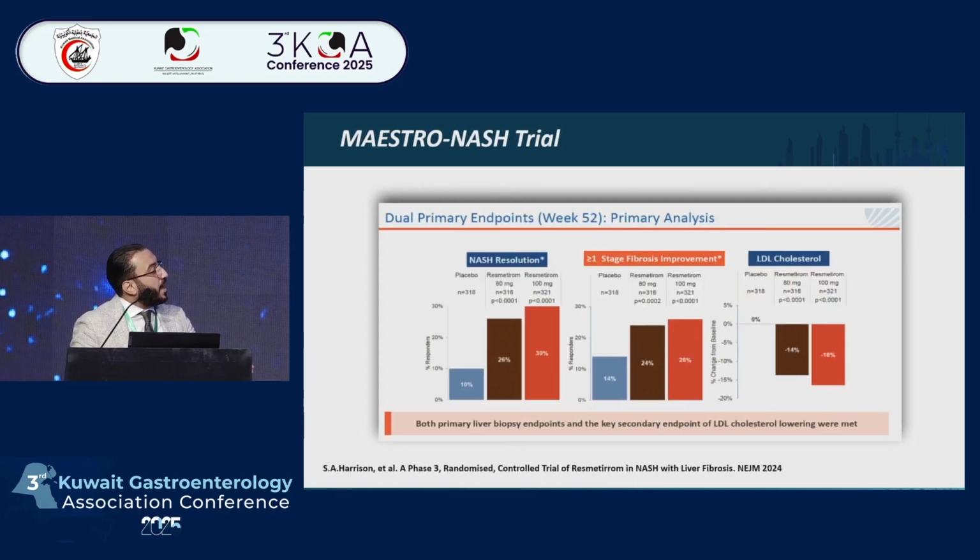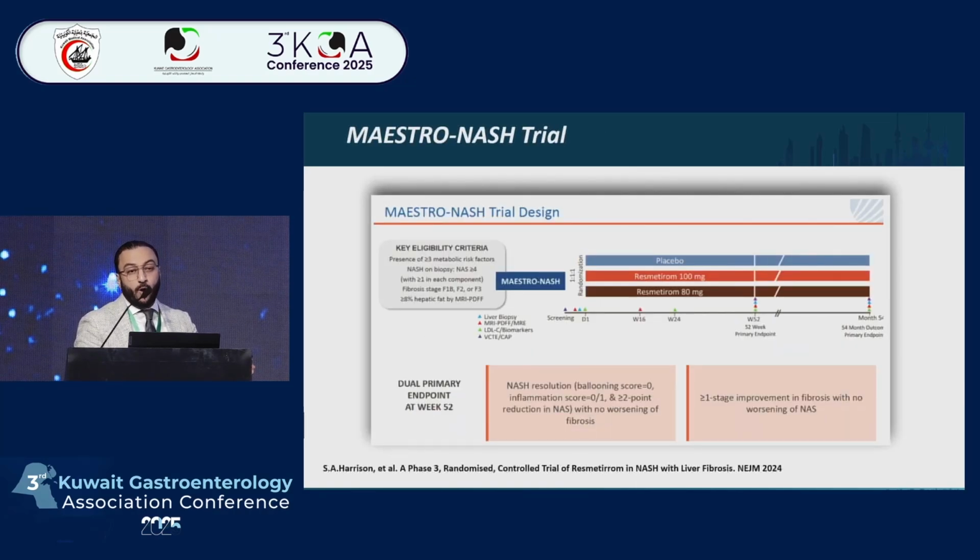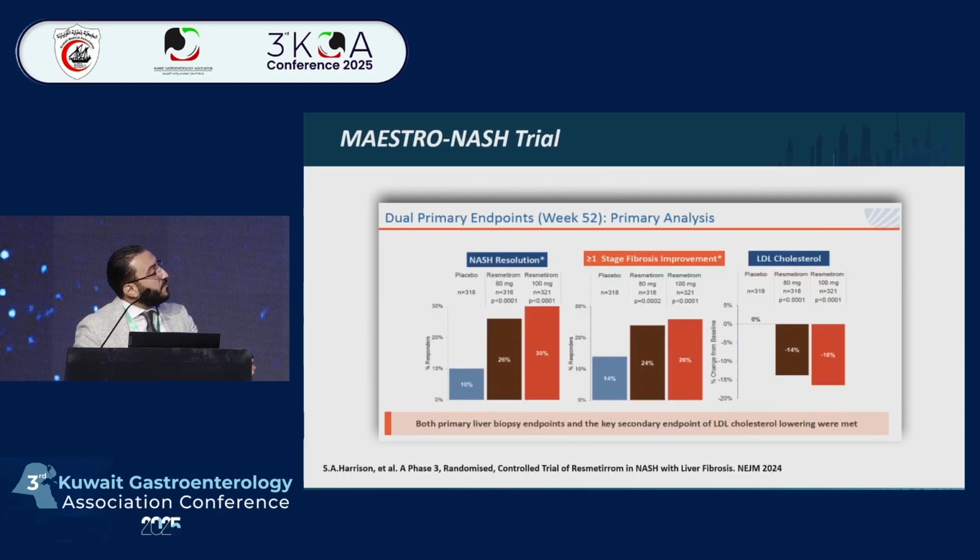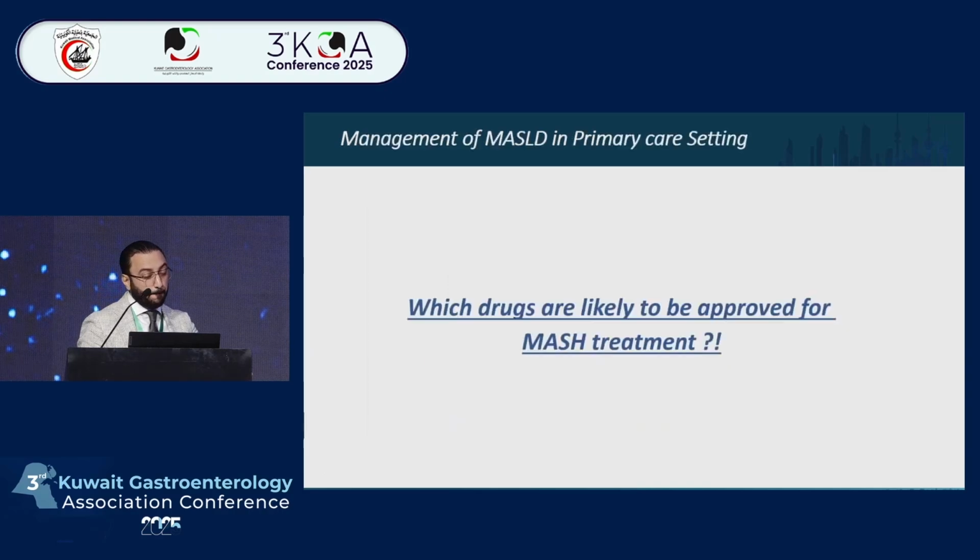After 52 weeks of follow-up, with a biopsy initially and a biopsy at the end of 52 weeks, they found that patients who received 100 milligram had 30% NASH resolution, and 26% had NASH resolution in patients who received 80 milligram. In terms of fibrosis improvement, patients who received 100 milligram had 26% fibrosis improvement, and patients who received 80 milligram had 24% fibrosis improvement.